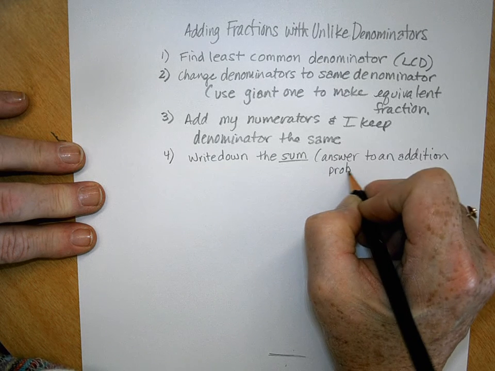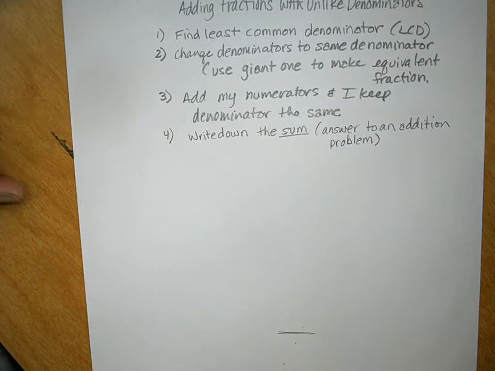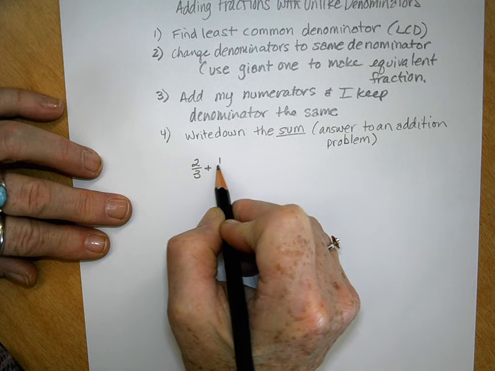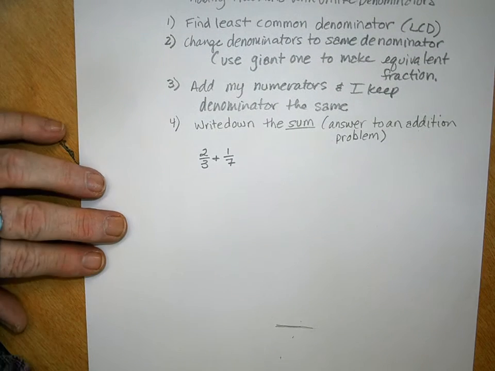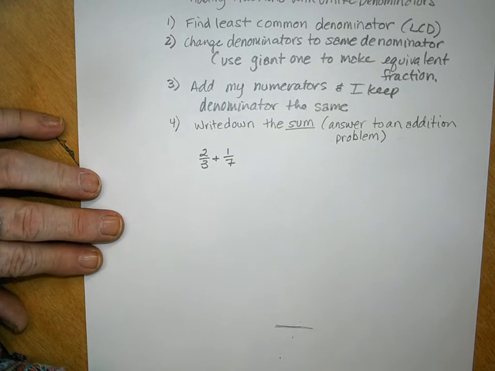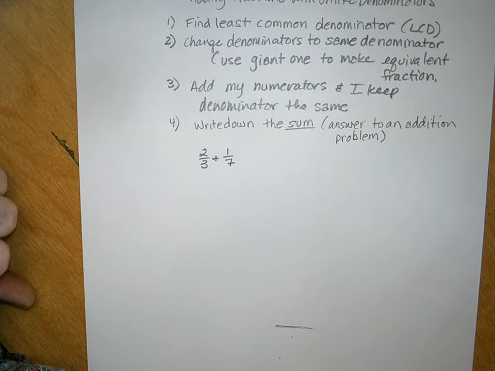Now I'm going to show what that looks like. So let's say I have 2/3 plus 1/7. The first thing I need to do is find my least common denominator. So these are not the same denominator. They need to be the same for me to add fractions.